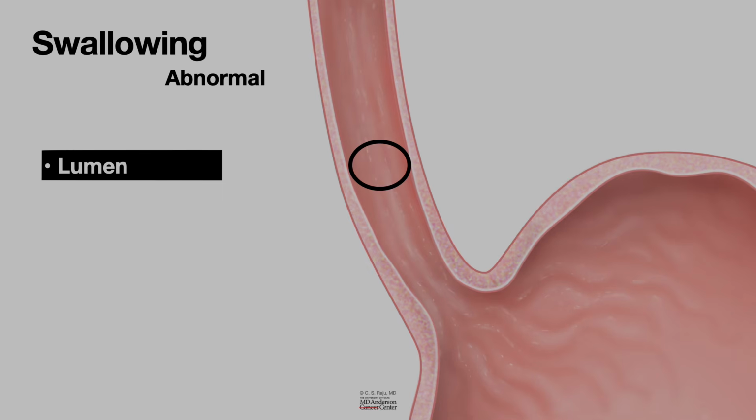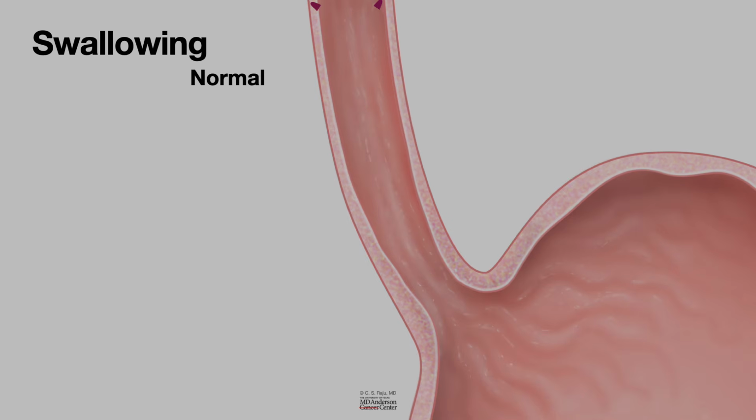And then you also need to understand that if the lumen becomes narrow, then food is not going to go down, and the patient says, I'm having difficulty swallowing. So that's one. The other one is the esophagus has to contract, should have peristalsis.